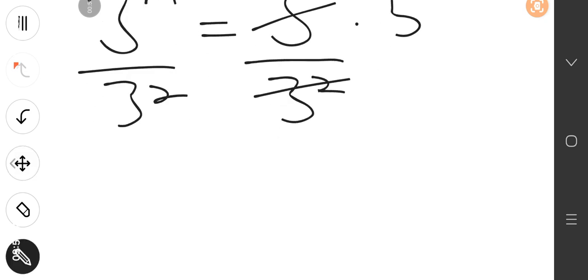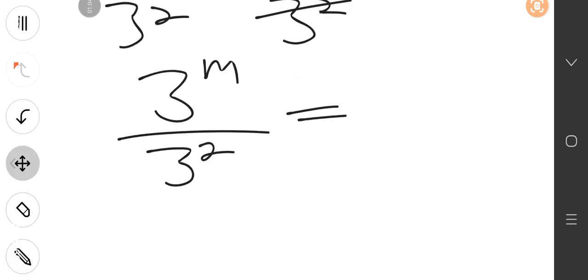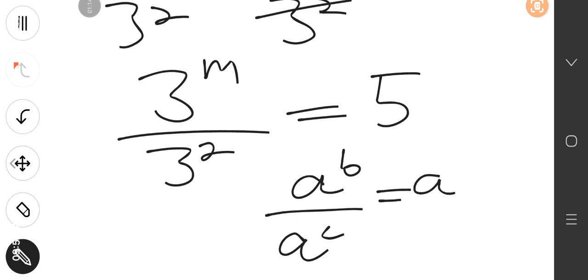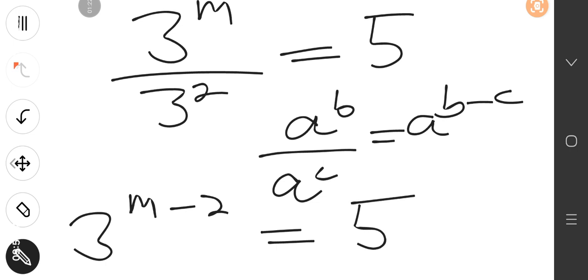So you have 3^m over 3^2 equals 5. Okay, and let's apply the quotient rule. We say a^b over a^c gives us a^(b minus c). So we are going to have 3^(m minus 2) equals 5.